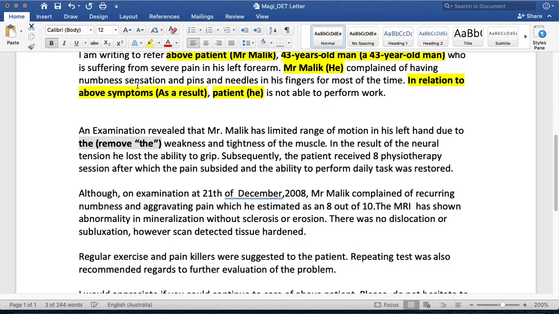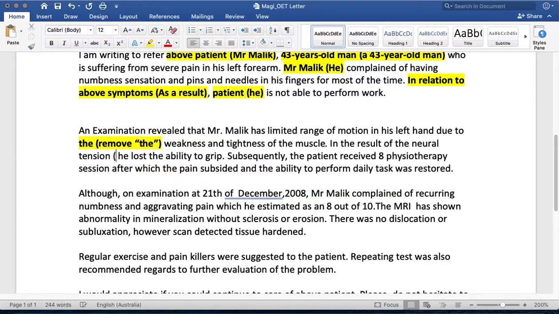All right, I'm just highlighting this mistake as well so that she doesn't make the same mistake once again. An examination revealed that Mr. Malik has limited range of motion in his left hand due to weakness and tightness of the muscle. In the result of the neural tension, he lost his ability to grip. Okay, so this is incorrect.